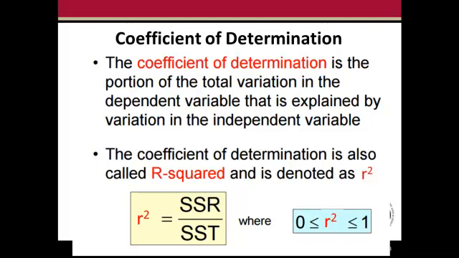And so this coefficient of determination is called R², and it's the sum of squares regression divided by the sum of squares total. So how much of the total variation is explained by that relationship between x and y. And of course, R² can go between 0 and 1.